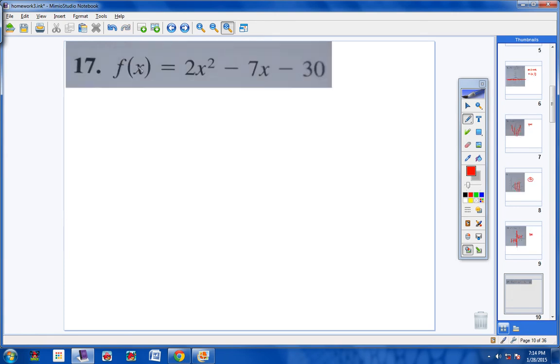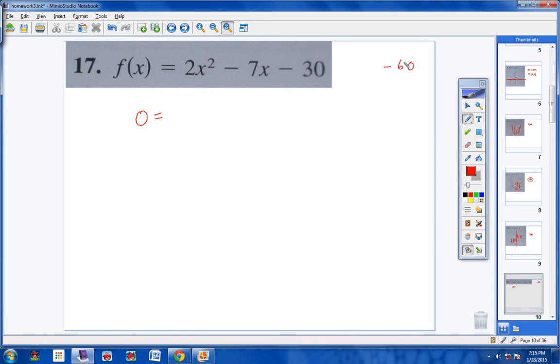Okay, moving on to numbers 17 through 23. Find the zeros of the function by factoring. So let's go ahead and get after it. We're going to put a 0 here for f of x, and we're going to factor this, okay? It's a trinomial with a lead coefficient of 2. So 2 times negative 30 is negative 60.